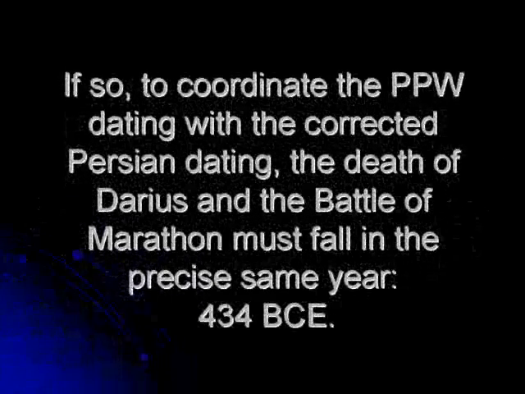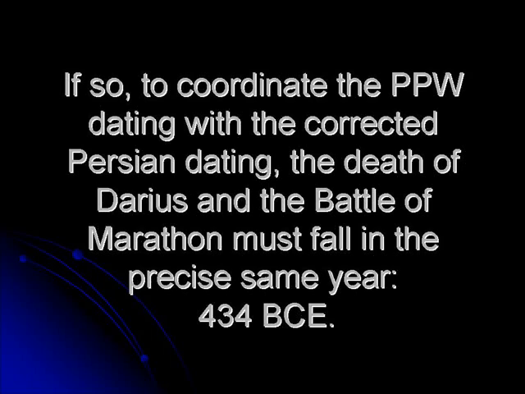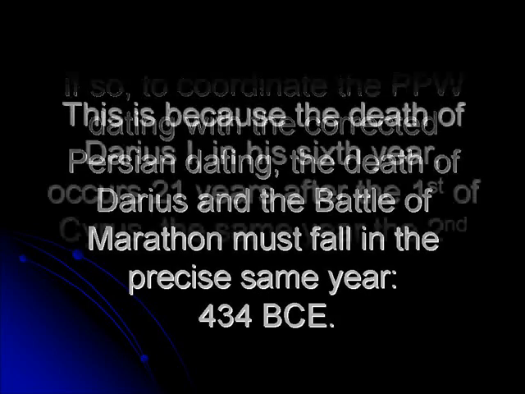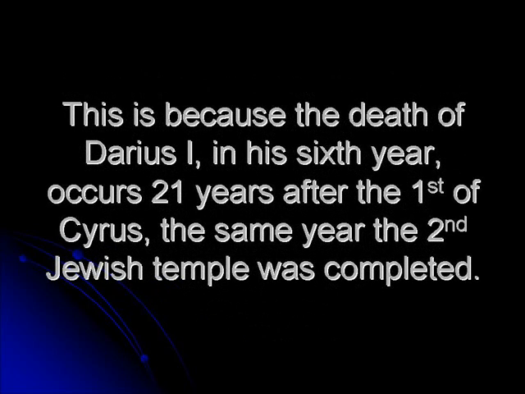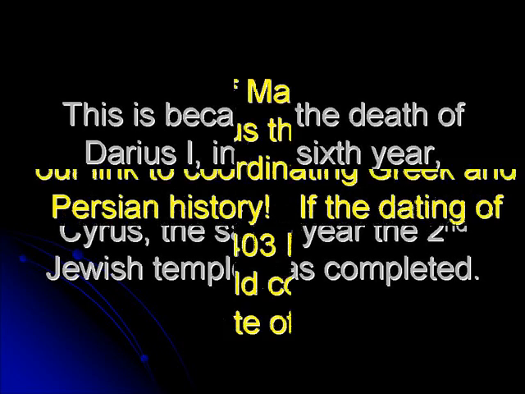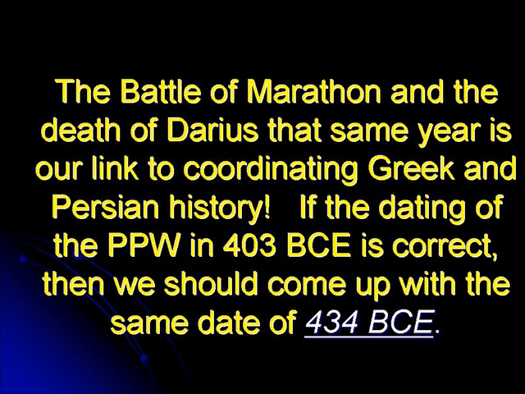So how do we coordinate the Peloponnesian War with the death of Darius and the Battle of Marathon? We have to do that in 434 BCE, and that's because the death of Darius in his 6th year has to happen 21 years after Cyrus, and that's the same year the Jewish temple was completed. The Battle of Marathon and the death of Darius that same year is our link to coordinating Greek and Persian history. If the dating of the Peloponnesian War in 403 is correct, then we should come up with 434 BCE.